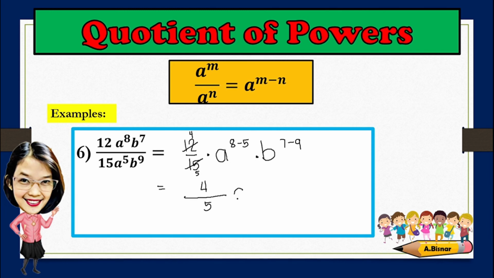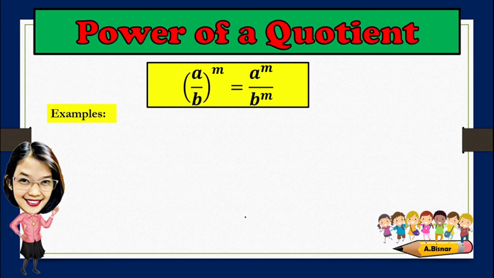Next, we have here a. 8 minus 5 is 3. And with the b, we have 7 minus 9, that will be negative 2. As you observe, the exponent of b in here is negative, which means this will be written in the denominator. So we have 4a cubed over 5b squared. Why? This is because of what we have discussed about negative exponents. Now, why is it that a cubed is in the numerator? This is because the exponent of a is positive.